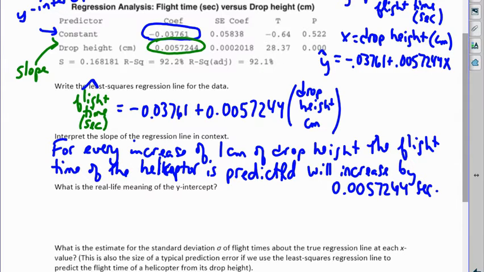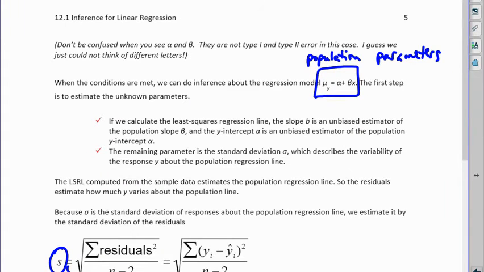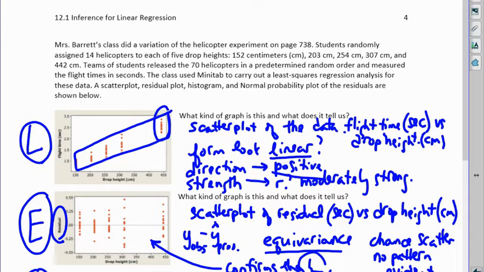What is the real life meaning of the y-intercept? And if you think back to what the graph looked like, if we go back these pages, on this graph here, where would 0 be on this scale of, this would probably be about 100, this is 50. So like way over here, you can see that this is really extrapolation, and you're not going to have a negative flight time anyway.